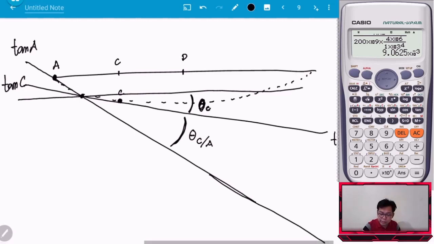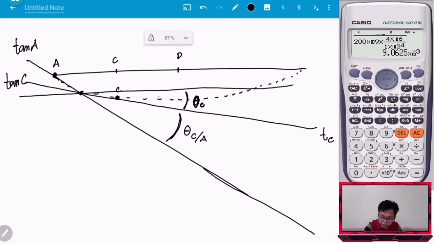Now, actually guys, this whole angle, I can actually solve that. What is that angle? That angle, guys, is actually the slope at A. Yan, no? That is actually the slope at A.